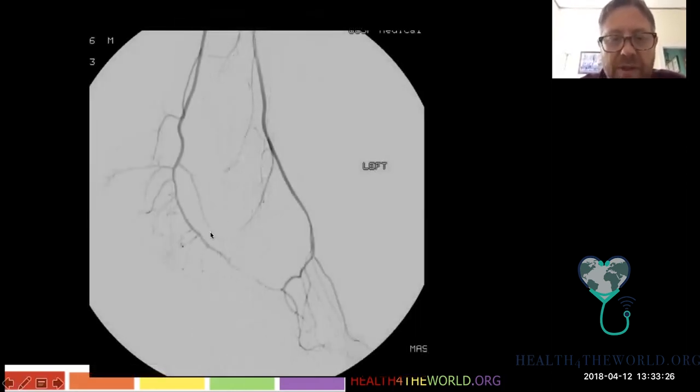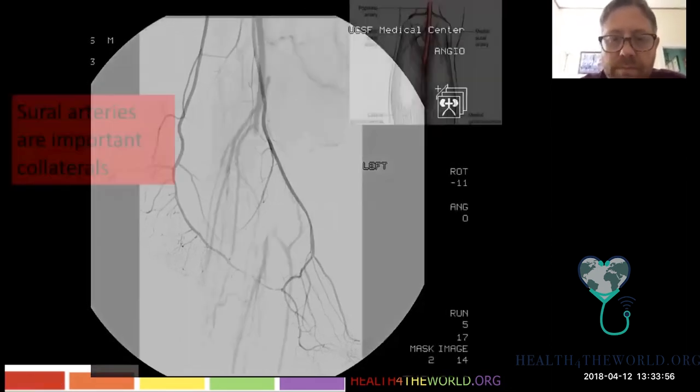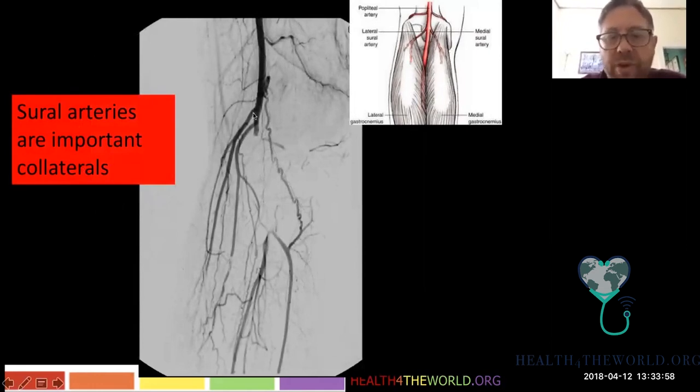Here's another angiogram of that same patient of the foot. Here's the posterior tibial artery, and it's going to give off the common plantar here. And then here's the anterior tibial artery giving off the dorsalis pedis here, going into the arch, the arcuate artery here. I don't see the deep plantar arch, but I think it's because these haven't filled in all the way. So those sural arteries are important collaterals. Here they are.